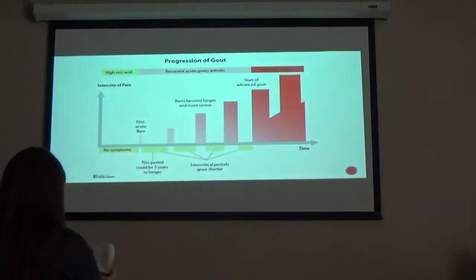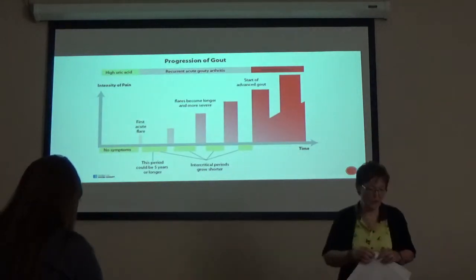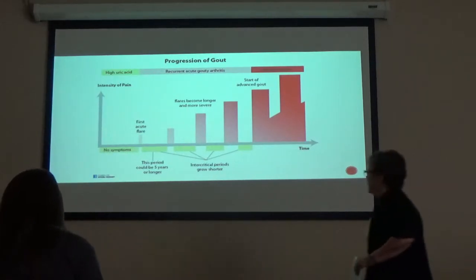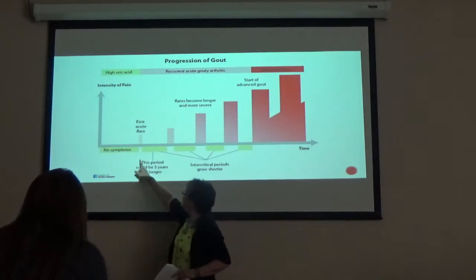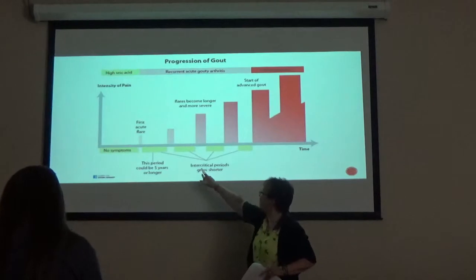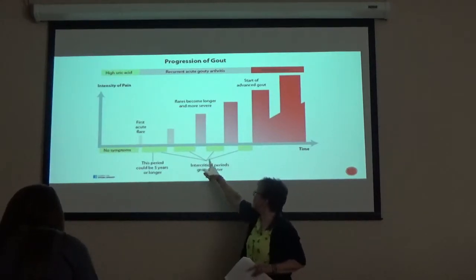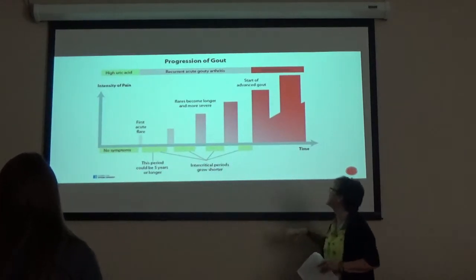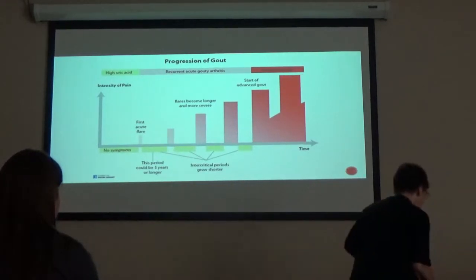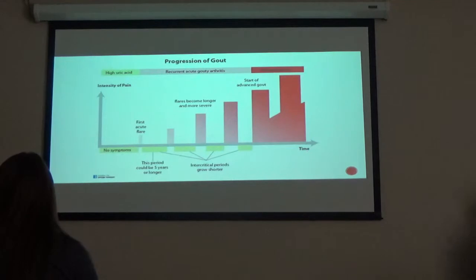This is a picture, I didn't put it in your handout, but I like this one because it gives you another visual of the progression. And you'll see that the time between flares can be as long as 5 years or more, and that as they progress, those intercritical period times become much less, and then you have established advanced disease. Everything pretty much consistent with what you heard by Dr. Banana told you.